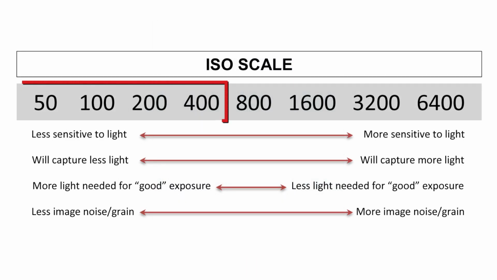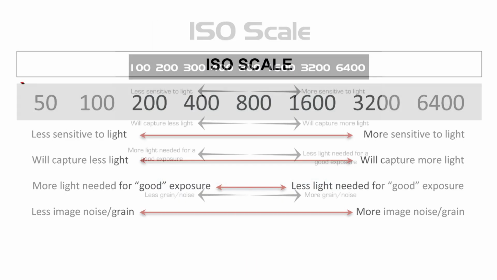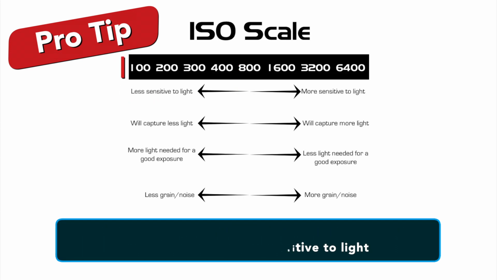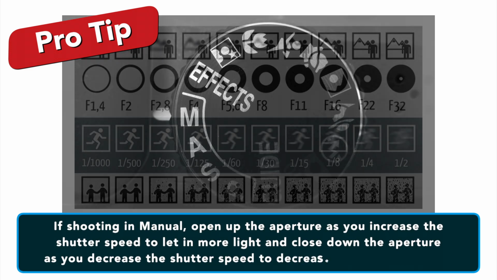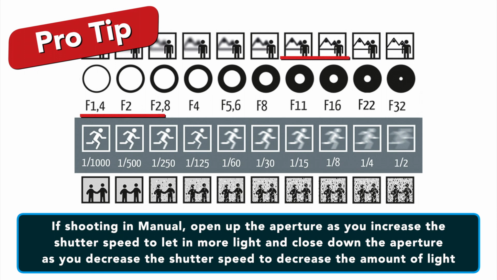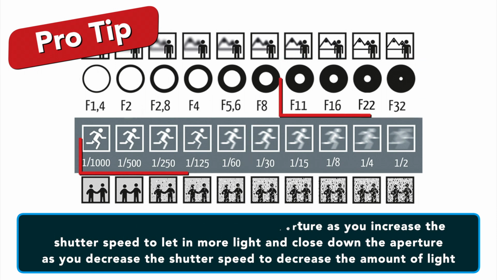Keep your ISO under 400. The lower the better. You'll want to keep a low ISO since a low number will make the camera less sensitive to light. If you're shooting in manual, you'll want to open up the aperture as you increase the shutter speed and close down the aperture as you decrease the shutter speed.